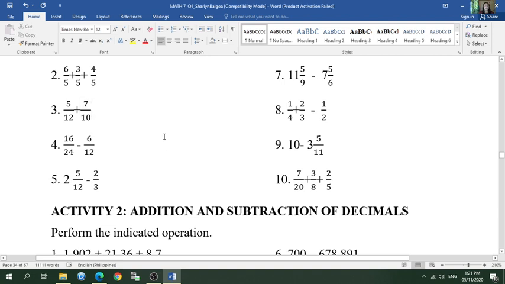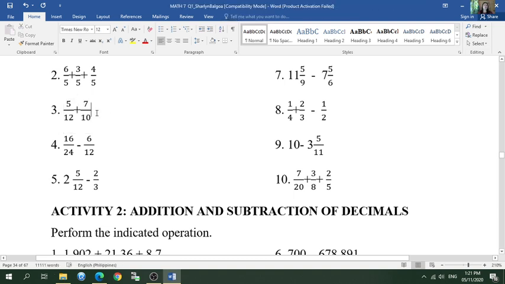Okay. So, 12, 24, 36, plus 12, 48, plus 12, 60, plus 12, 72. Dito naman sa 10, 10, 20, 30, 40, 50, 60. So parehas sila na meron silang common factor or common multiple na 60. So gagamitin mo dito yung 60 as your new denominator.